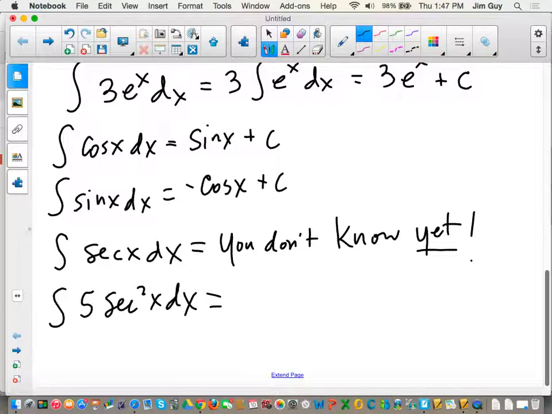Yes, you have this memorized. The derivative of tangent is secant squared. So the antiderivative of secant squared is tangent. And the 5, just a little brother. So it's 5 tangent of x plus c.